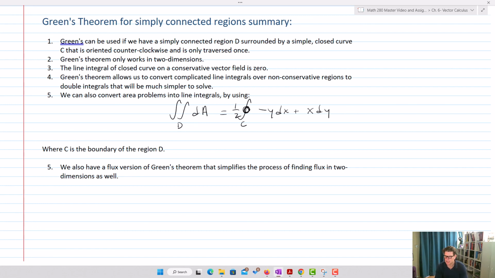The double integral of dA, which is the area, will equal 1/2 the integral over C of -y dx plus x dy, where C is the boundary of the region D. We also have a flux version of Green's theorem that simplifies the process of finding flux in 2 dimensions as well. So that actually kind of completes how we're thinking about Green's theorem. Green's theorem is very powerful and can make life a lot easier. You might notice that this feels so much easier than finding double integrals or complicated line integrals. And that's the point of Green's theorem.